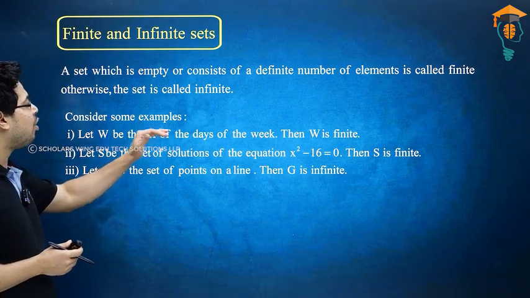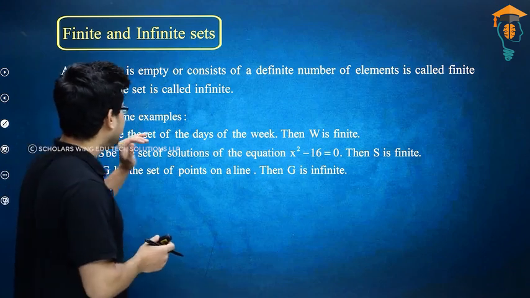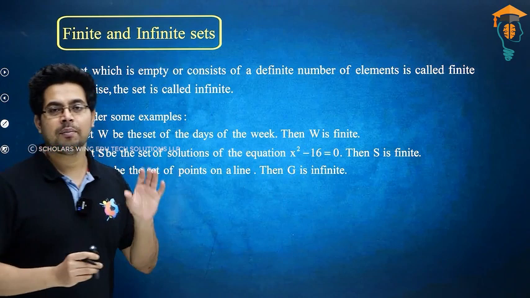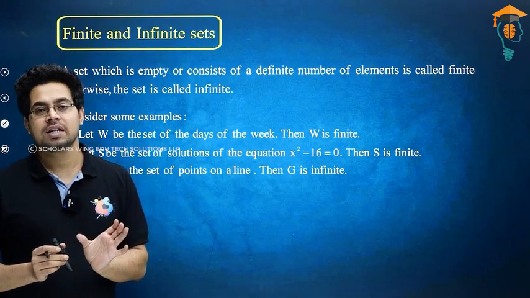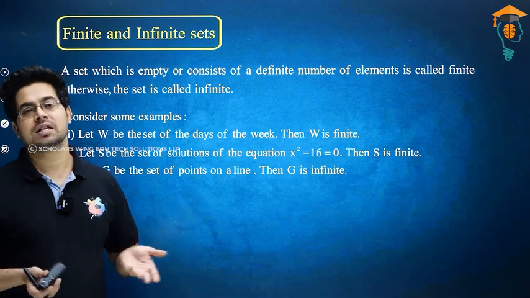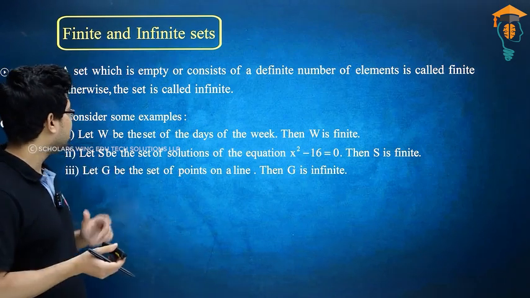Let W be the set of all days of the week. So how many days do we have in a week? 7 days. So it is a finite set. They are limited to 7 elements in that set. What are the 7 elements? Sunday, Monday, Tuesday, Wednesday, Thursday, Friday, and Saturday. That's it. It is finite.